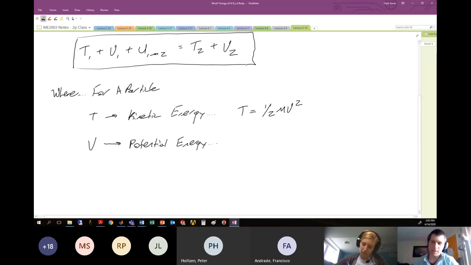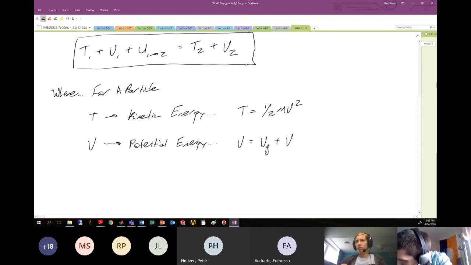And you probably broke this up into 2 different potential energy components, a component from gravitational potential energy and a component from elastic potential energy. So I'll say generally that this V is some portion from gravitational potential energy, Vg, and some portion from elastic potential energy. Okay, so here this is gravitational, and this here is elastic.